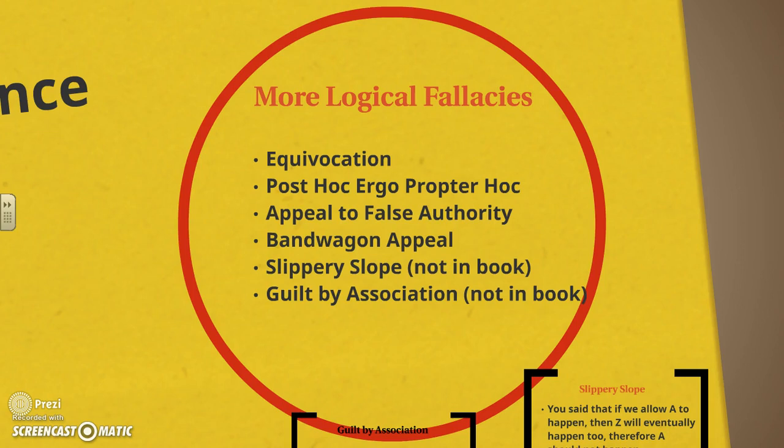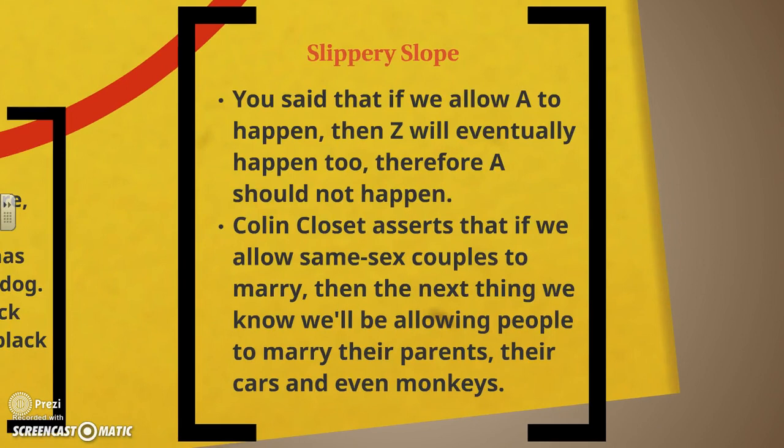Okay, the next two, slippery slope and guilt by association, like I said, are not in the book. So you might want to write down these definitions and examples as I go through them. The first one we have is slippery slope. You say that if we allow A to happen, then Z will eventually happen too. Therefore, A should not happen. This is very similar to hasty generalization, as in you're jumping to a conclusion. But in this case, you're choosing not to go through with it at all because of the conclusion that would be jumped to. So you change your mind because you don't want to be stuck in that generalization.